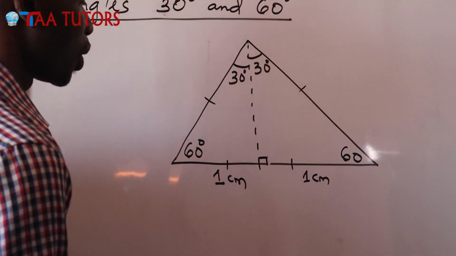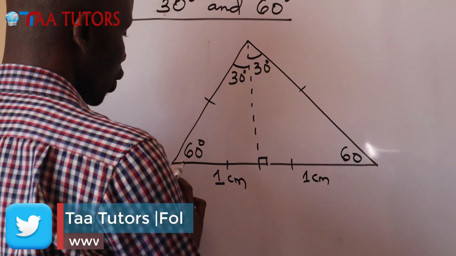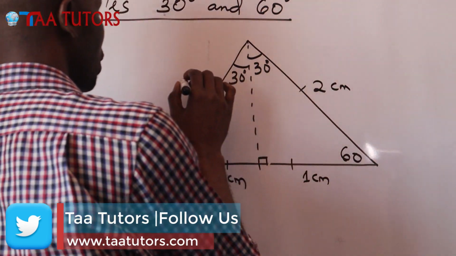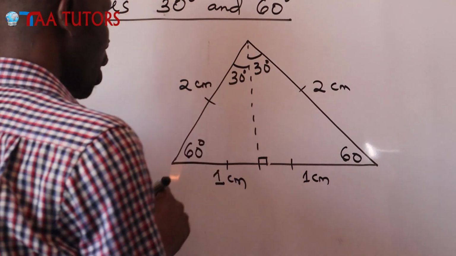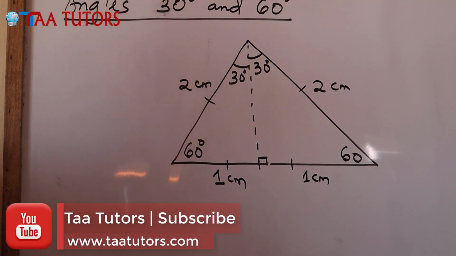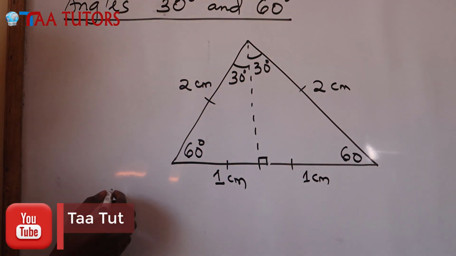But you can just use 1 unit. So if this is an equilateral triangle with side 2, this must also be 2 centimeters, and this must also be 2 centimeters. Now, if someone asks me to get the value for sine 60, let me go for sine 60.